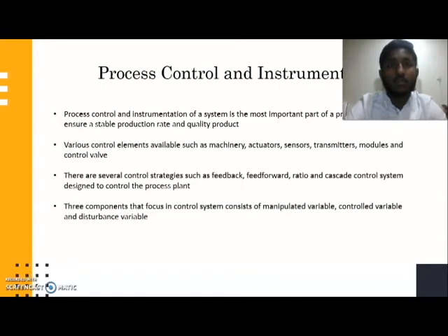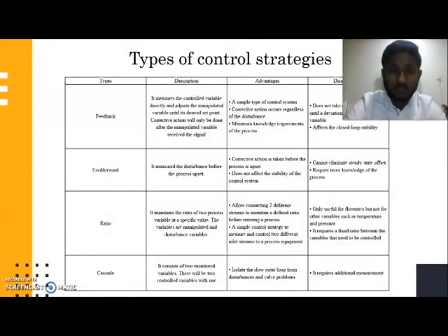The manipulated variable is manipulated to achieve the desired set point, the control variable is a measured variable that is required to be controlled, and the disturbance variable is a variable that will cause changes to the control variable. These are the four types of control strategies: feedback, feed forward, ratio, and also cascade. Feedback measures the control variable and adjusts the manipulated variable to reach a desired set point. Feed forward, on the other hand, measures the disturbance before the process offset.